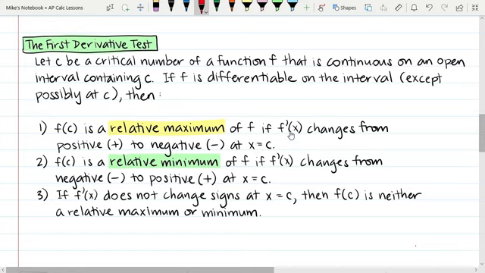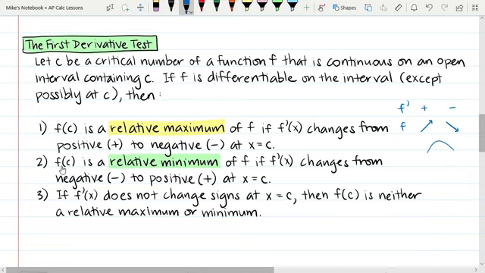Now that should make sense to us. If f prime changes from positive to negative, then remember that means f is going from increasing to decreasing, which means we've got the top of a hill. And that's why we would have a relative maximum there.